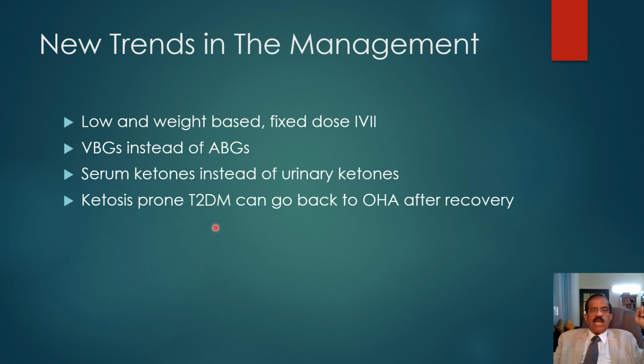And a ketosis prone type 2 diabetic patient can go back to oral anti-diabetic agents after recovery. Previously we used to think that anybody with type 2 diabetes who goes into ketoacidosis should stay on insulin for life. But now we have realized that in some cases, due to some extreme situation, they can have DKA, even though they have type 2 diabetes and some insulin in the body. But once they recover, maybe very cautiously, you can try oral agents again if that is the patient's preference.